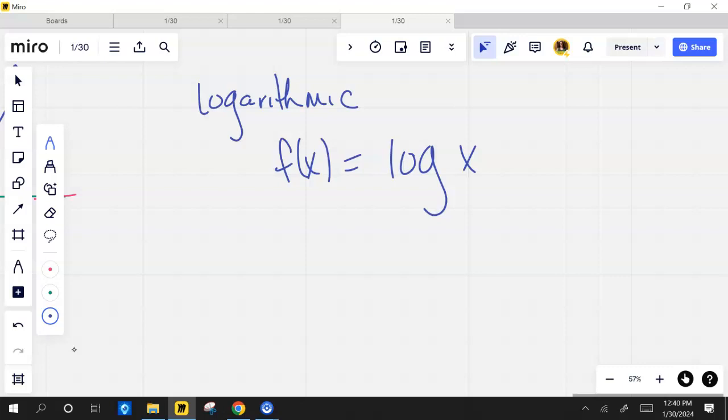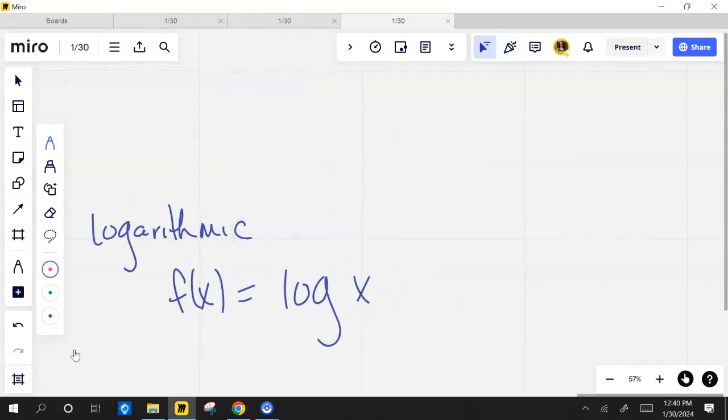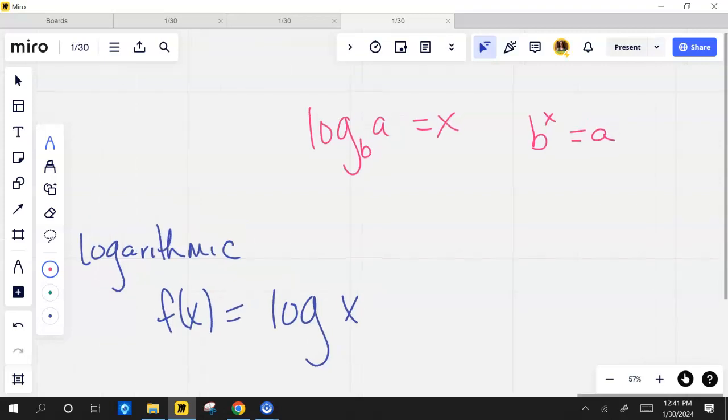If you don't know, let me just say this. Did y'all do logs in Ms. Otto's class? Logs are just another way to write exponentials. The little number on the bottom is your base. What it equals is the exponent. And so we can change forms between logarithmic and exponential a lot.